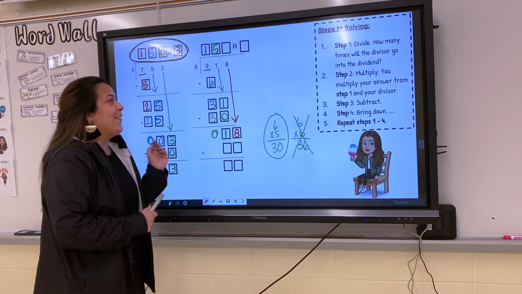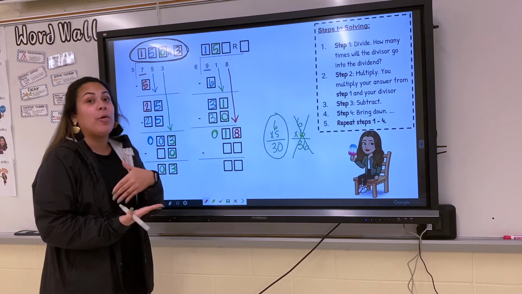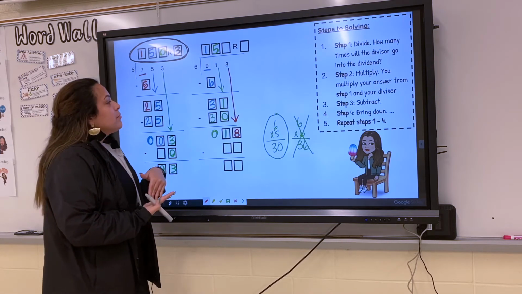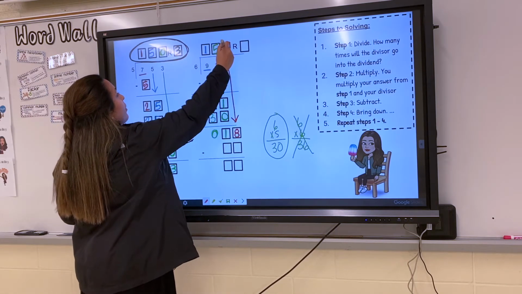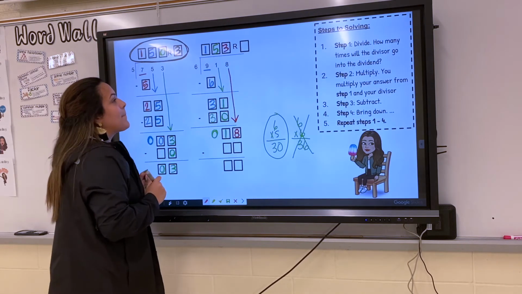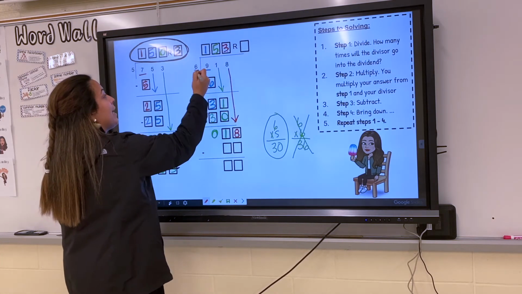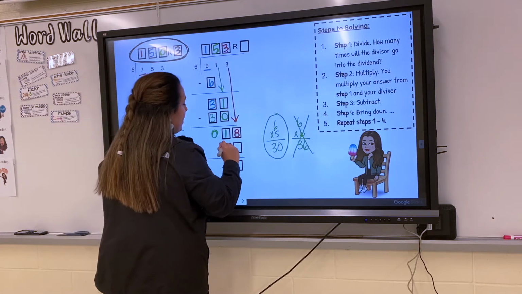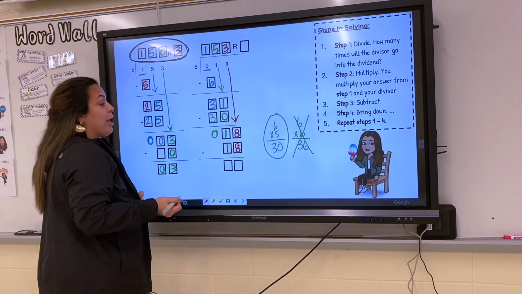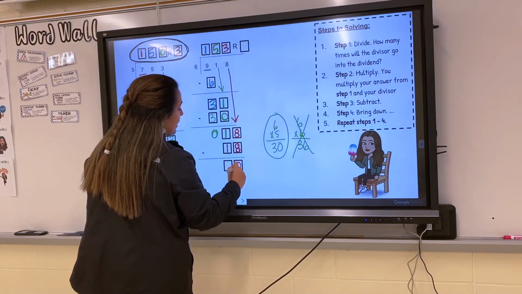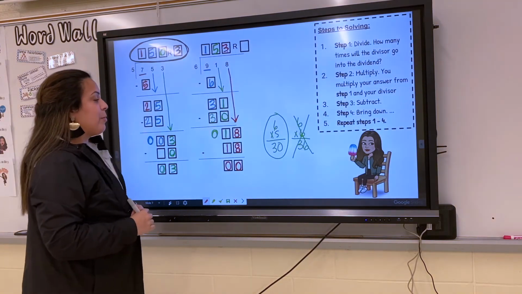All right, so I need to write down how many times 6 can go into 18. 6 can go into 18 three times, so I'm going to write 3. I divided, now I need to multiply: 3 times 6 gives me 18. And then subtract. 8 minus 8 is 0. 1 minus 1 is also 0. And I'm not worried about that 0 anymore.